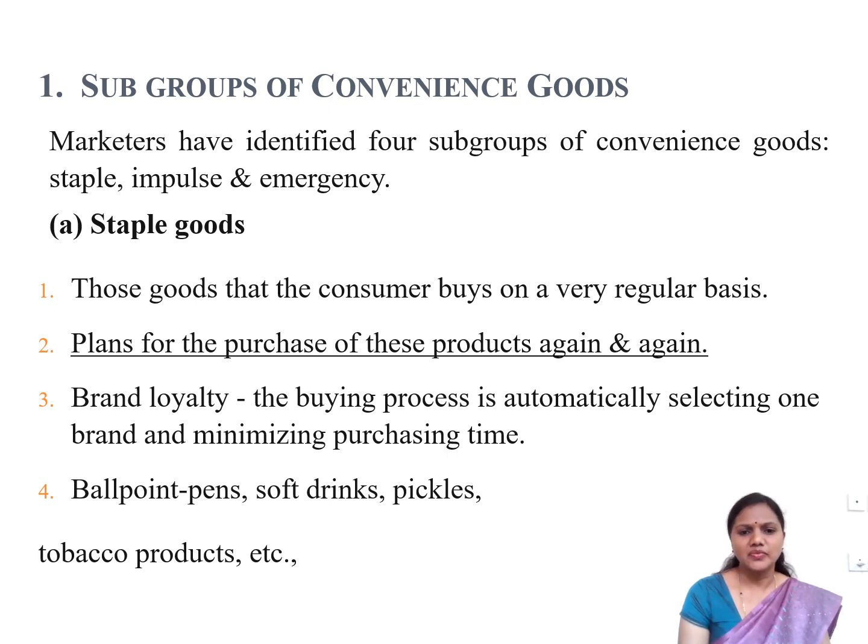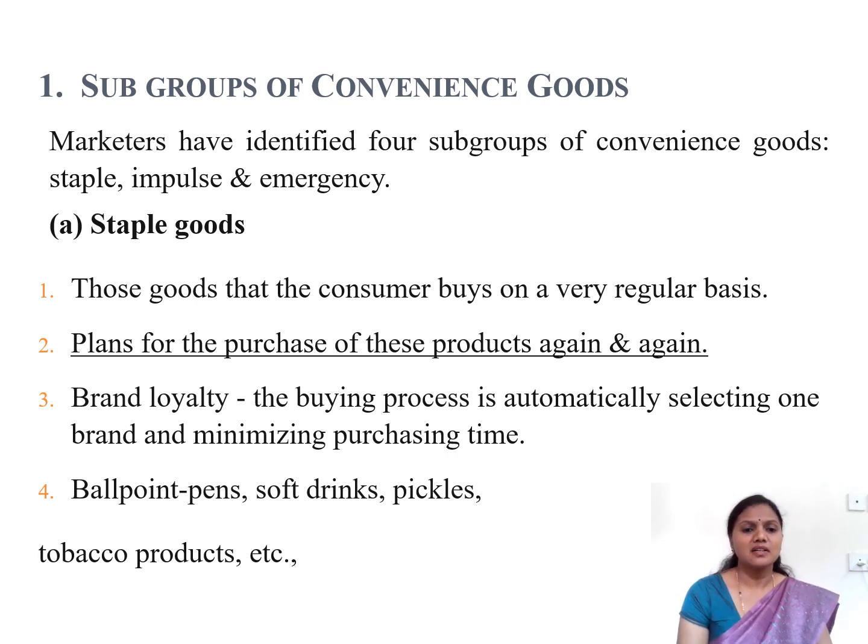Then brand loyalty. This I already told you. Among convenience goods, some of the customers are brand loyal and some may not be. Even if the customers are brand loyal and buying one particular product regularly, if it is not available, they will not worry. Whichever brand is available in the market, they will buy. So in this process of buying, he will automatically select one brand and minimize the purchasing time. If the regular brand is available, he will buy that product. Even if it is not available, he will pick any one of the same products, even if it is of a different brand.